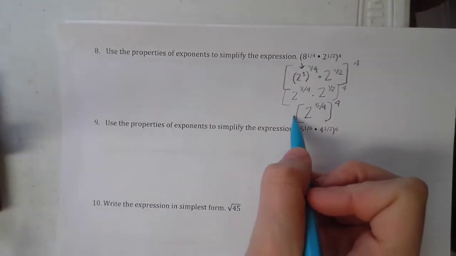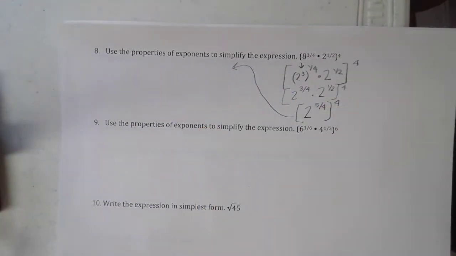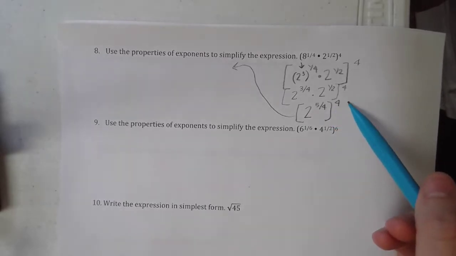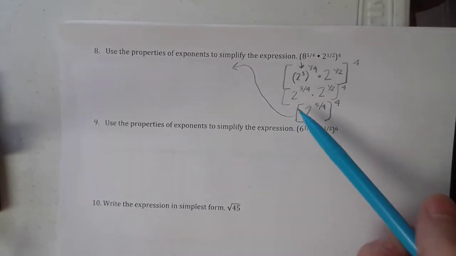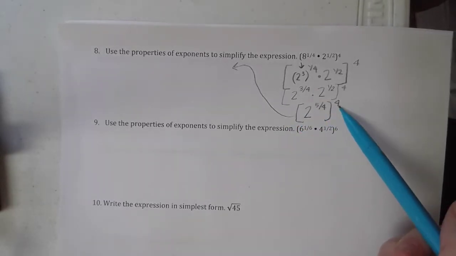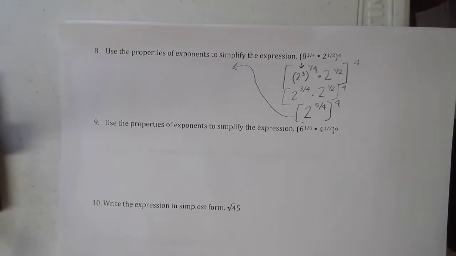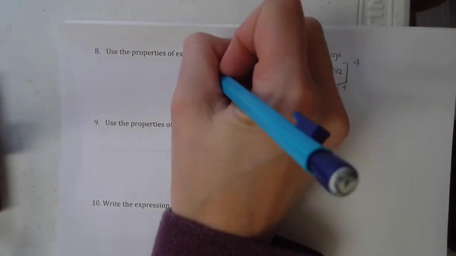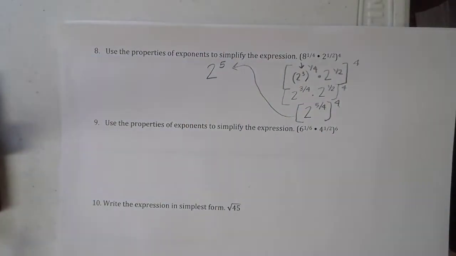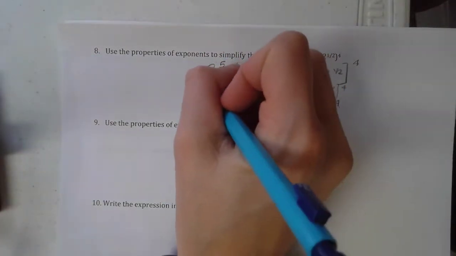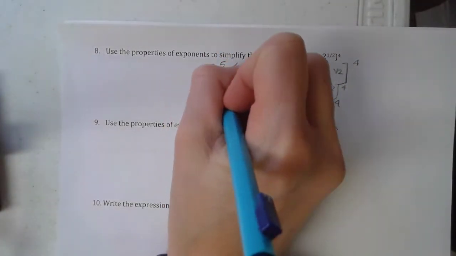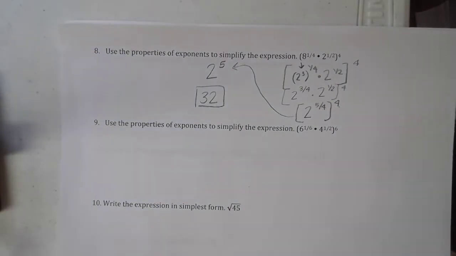Okay, and what I'll do, I'm just going to bring this over here. And again, I have a power to a power, so I'll multiply. If you multiply 5/4 times 4, you'll actually get 5 in your calculator. So this is just going to be 2 to the 5th. And we can always simplify that. 2 to the 5th is 32. And that's your answer.